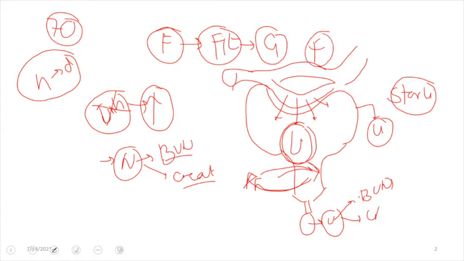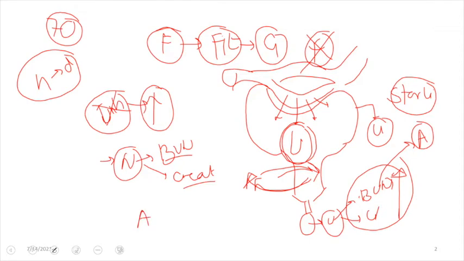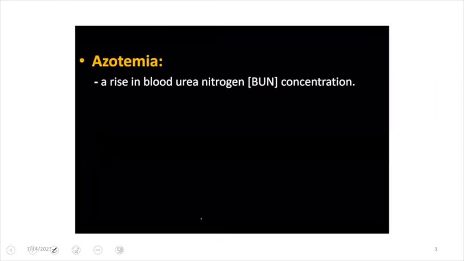As I said, whenever there is compromise in renal function, there will be decreased filtration of the blood, and hence there will be an increased level of blood urea nitrogen and creatinine. This condition is known as azotemia, and azotemia is the hallmark of acute renal failure. So let us talk about azotemia.